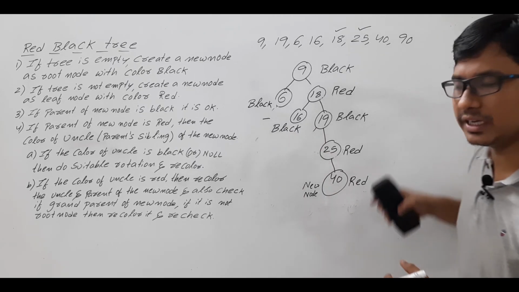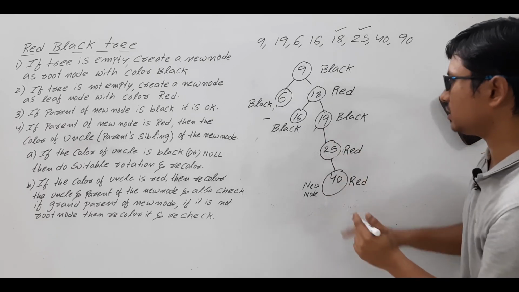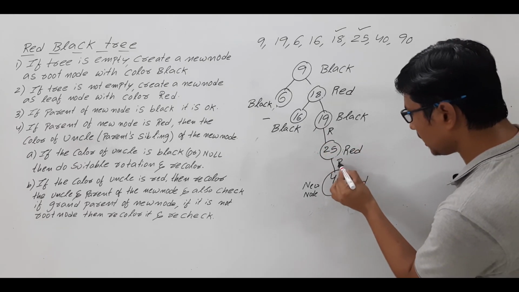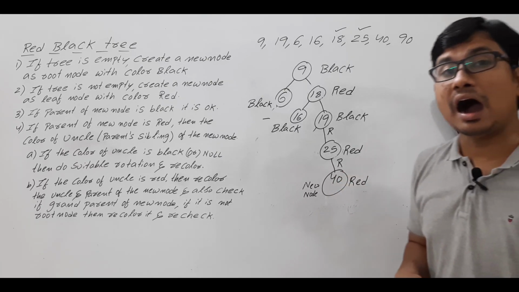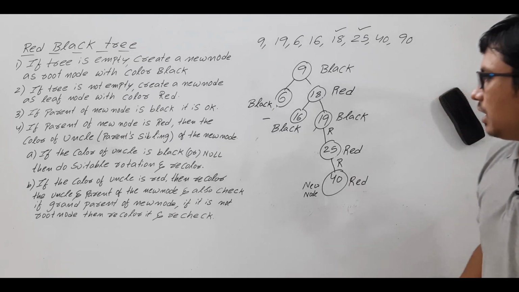Suitable rotation means, come from this 19. What is the new node? 40. So how can you go? You can go to the right, you can go to the right. So you need to do the RR rotation. Okay, first let me do the RR rotation.